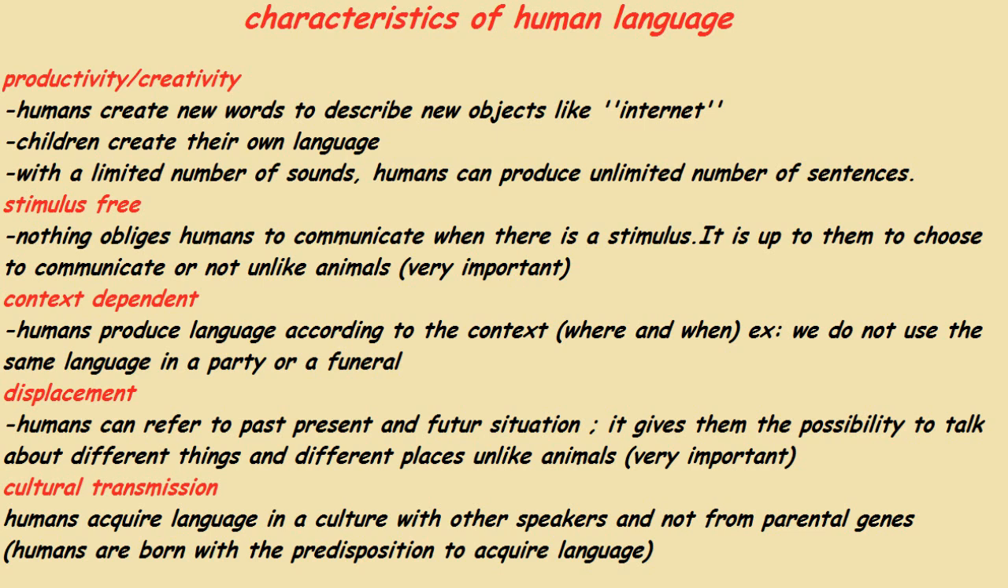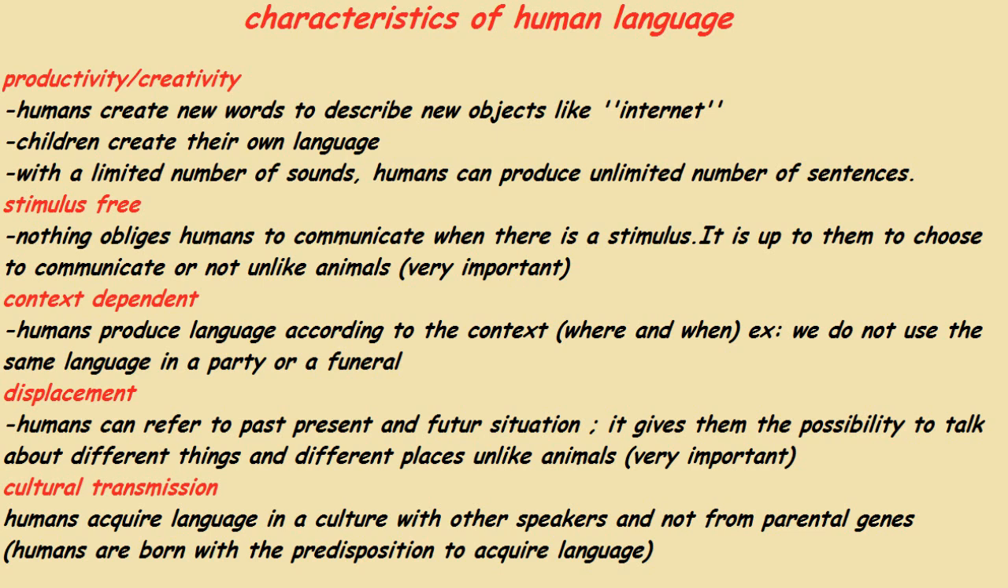The second characteristic is stimulus free. Remember, animal communication is stimulus dependent, which means whenever there is a stimulus, the dog, or the animal in general, has to communicate. But for humans, whenever there is a stimulus, a human being can choose not to communicate.